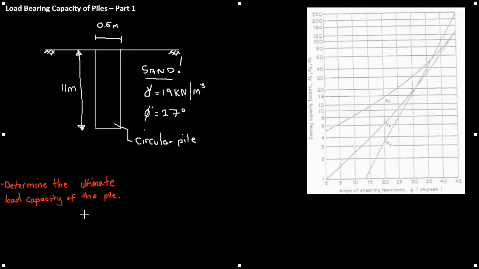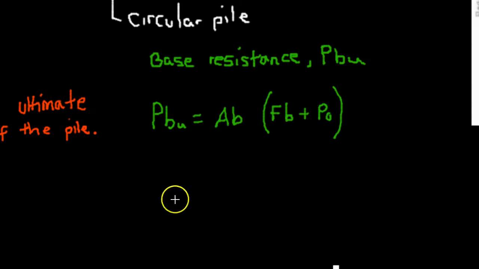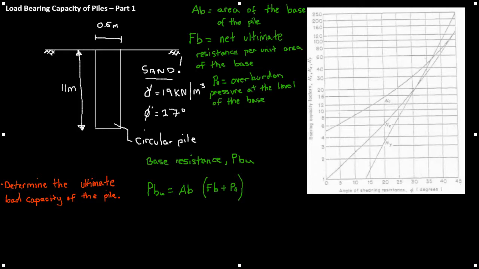So let's start with the base resistance. PBU, the base resistance, is equal to AB times, in brackets, FB plus P naught. Now, AB is the area of the base, the cross-sectional area of the base. FB equals the net ultimate resistance per unit area of the base. P naught equals the overburden pressure at the level of the base.